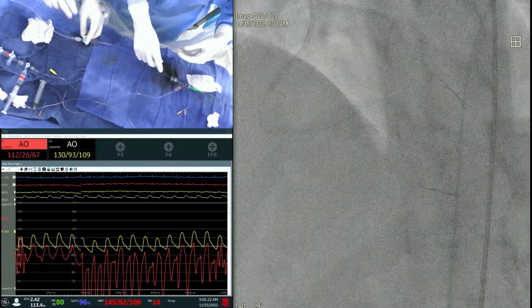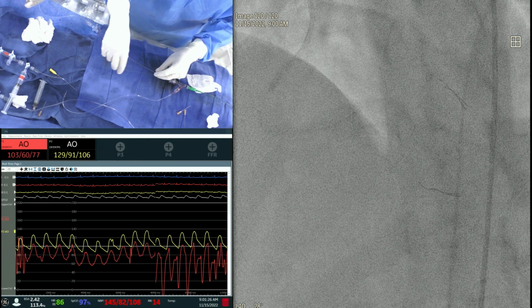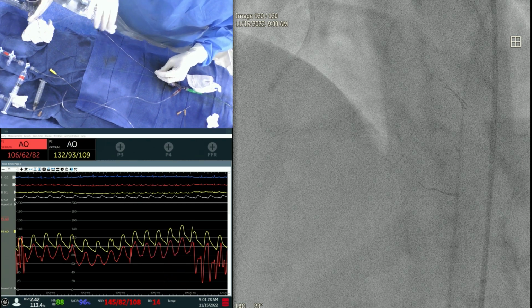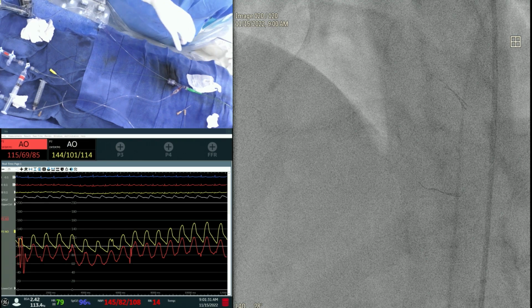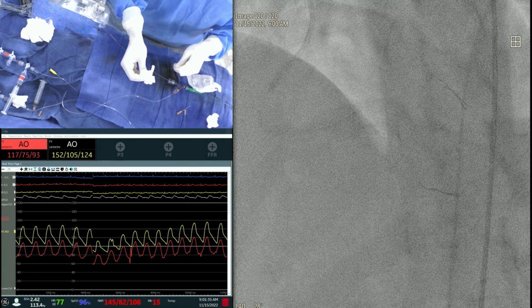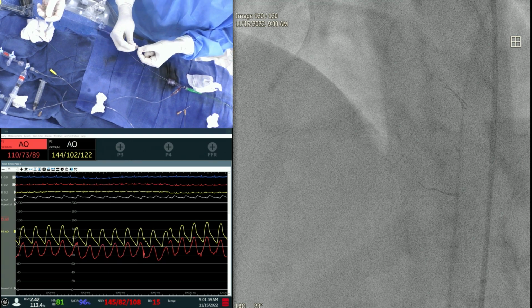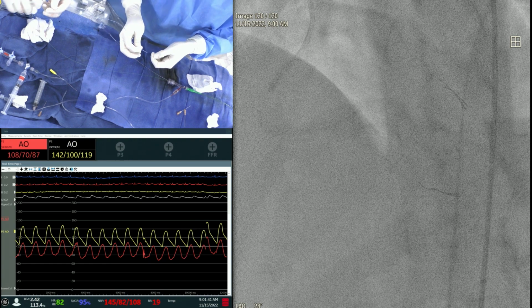We have a 2.5. Let's just use what we have. No, we don't have a 2.5 high pressure, non-compliant. Yes, we used that 2.5, 20. Good. Okay, so we are ready, using just the existing balloons which we have used before.